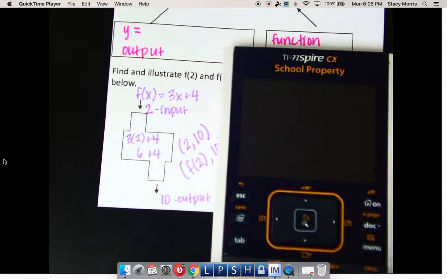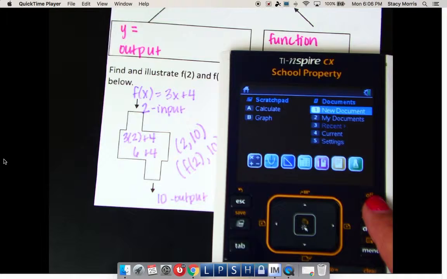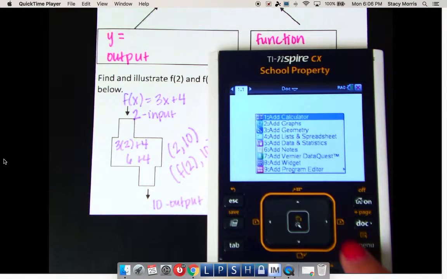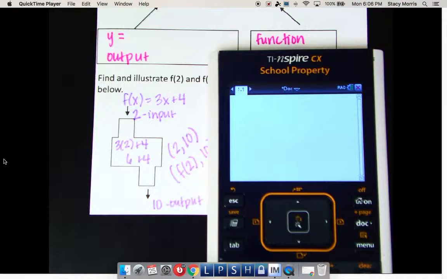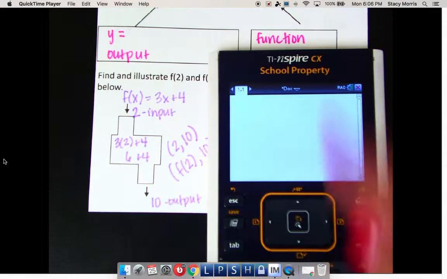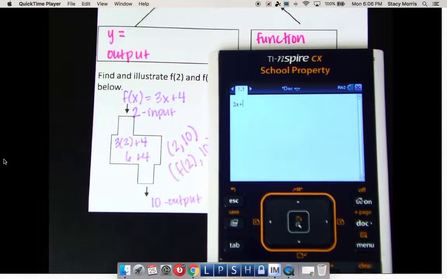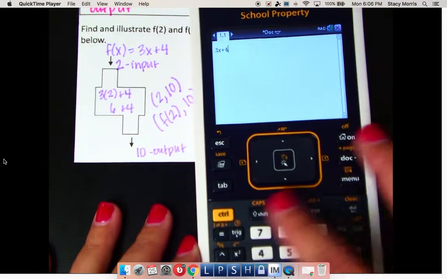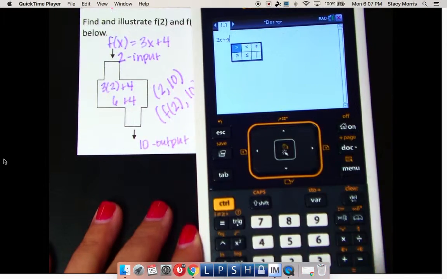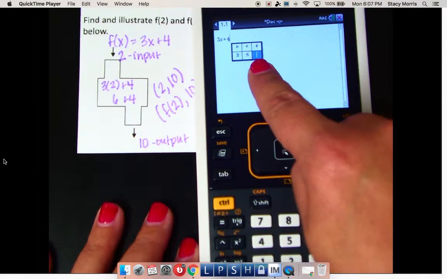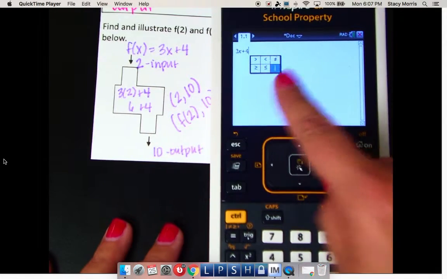So the way you do this in your calculator is you go to a new document. We want to add a calculator. And so I'm actually going to just type this part of the function in, so the 3x plus 4 part. So I'm going to type 3x plus 4. And then I need to get a vertical bar. So the way you get that vertical bar, it's asking your calculator to evaluate, is you push control and equals. So control and then equals is right under it. And you're going to use the bottom right-hand little line that comes up. So we're going to enter on that.